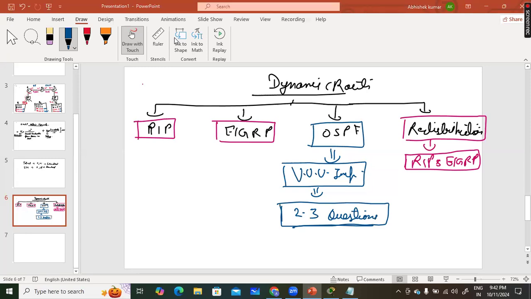IS-IS is part of dynamic routing, but we are not going to have a look at it. We will not configure this, we will not even learn this. Clear, everyone? So don't miss classes on OSPF. This is a very important protocol. If you have any doubts on RIP, EIGRP, and redistribution, just let me know on Monday and we will discuss. Clear?